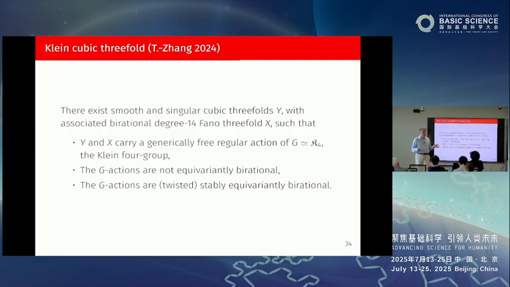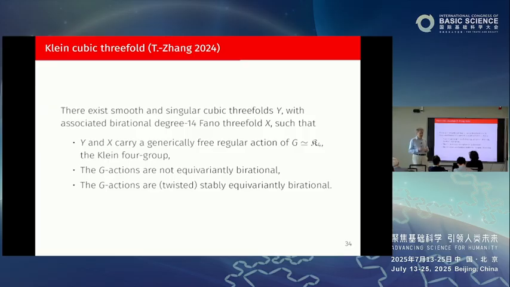And the actions are not equivariantly birational, but are twisted stably equivariantly birational. So it's kind of amazing that this stuff can work. I mean, at least to us, it was sort of amazing. How do we know that they're not birational? Well, that's a separate lecture.